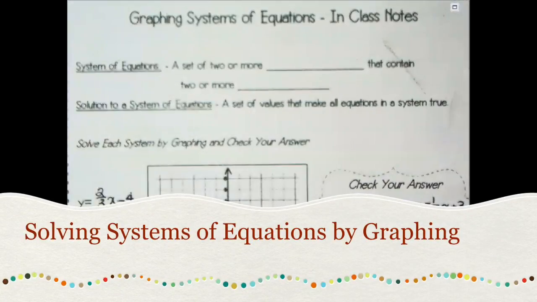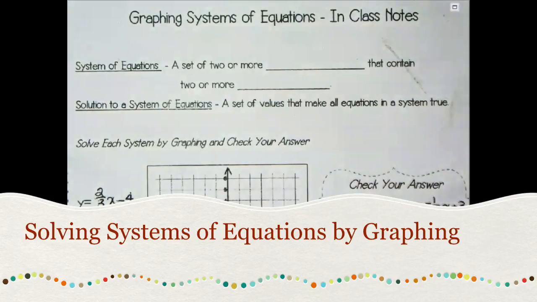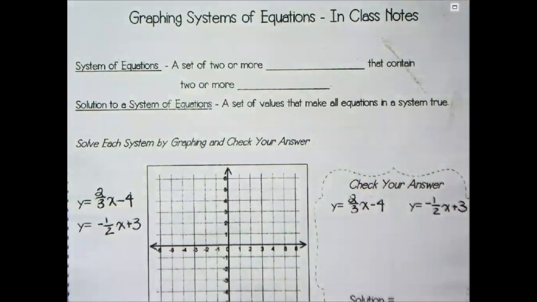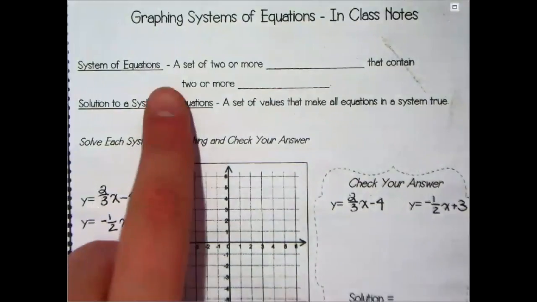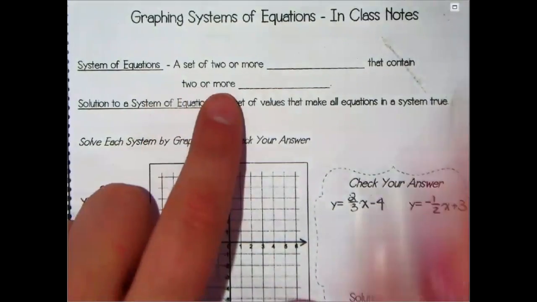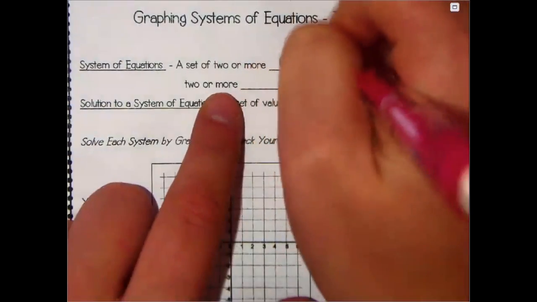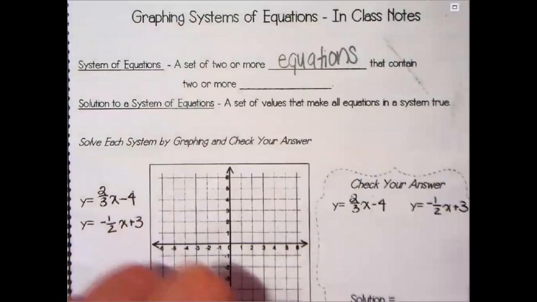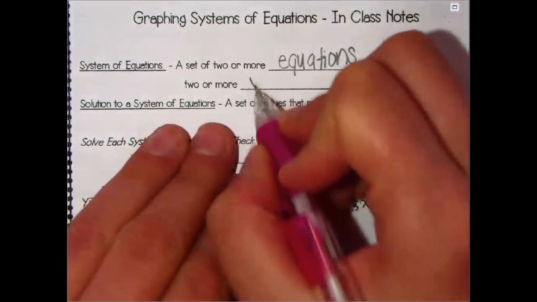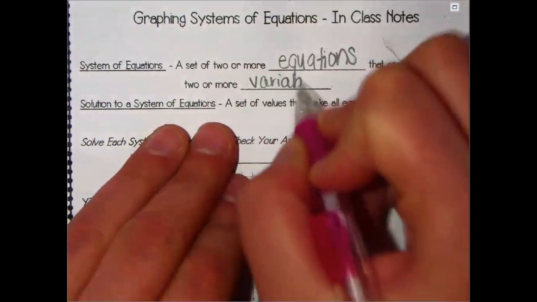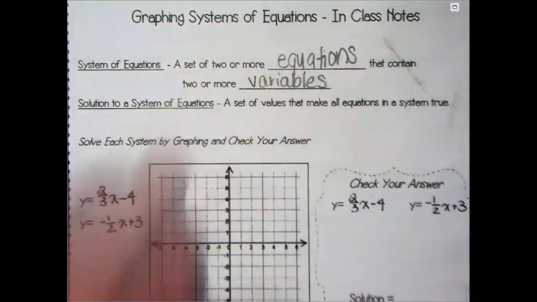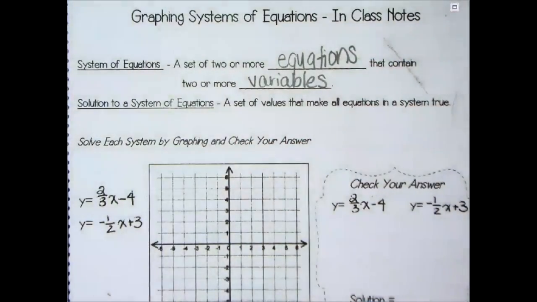All right, so systems of equations, if we wanted to come up with some kind of definition, so to speak, for that, a system of equations is a set of two or more equations that contain two or more variables. So the solution that you get to a system of equations is a set of values that make all equations in that system true.